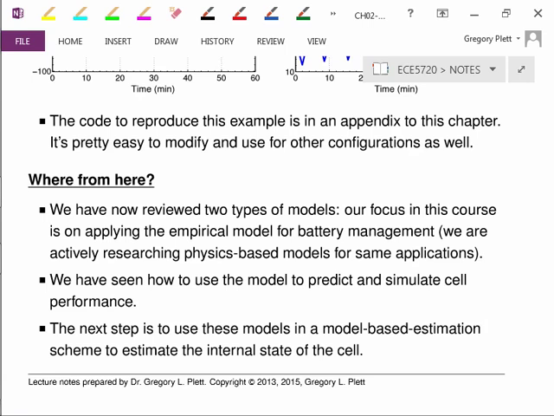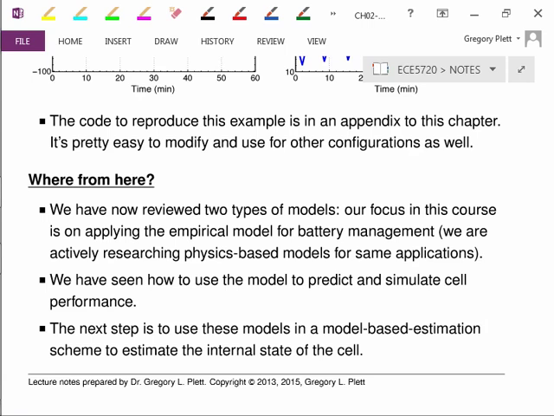Our focus in this course is on applying the empirical models, the equivalent circuit models. We could do all of the same kind of things we've talked about in this chapter for physics-based models. The output equation of our physics model is a little more complicated, which makes things like constant power and constant voltage a little bit trickier, but honestly not that much worse. So we could do the same kinds of things for that model too. We've seen how to use the model, whichever model, to predict and simulate cell performance.